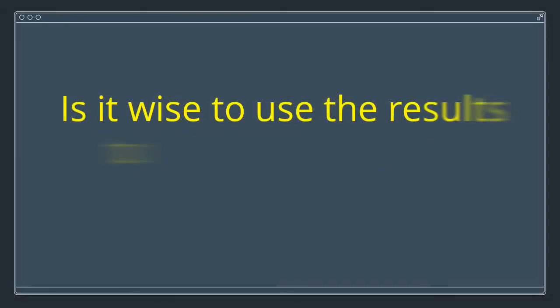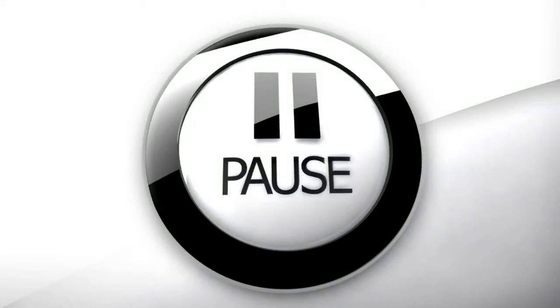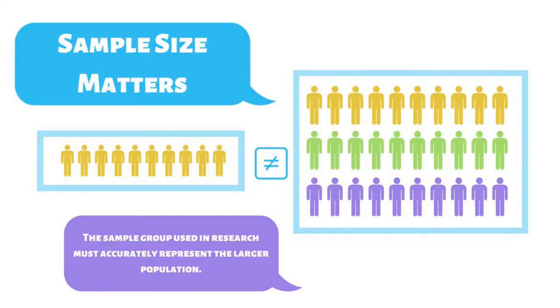Question 2. Since these samples are not representative of the entire population, is it wise to use the results to describe the entire population? Now pause and think about the answer. The answer is no. For these samples, each member of the population did not have an equally likely chance of being chosen.